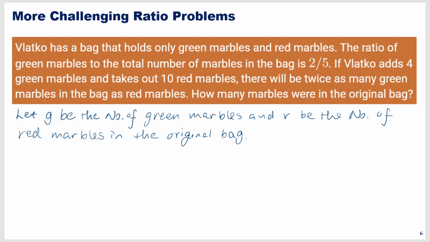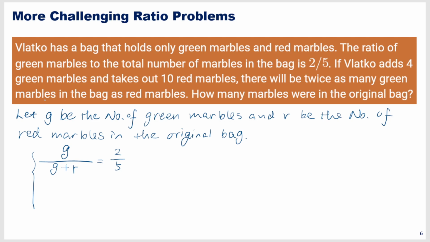All right, let's have a look at solution together. So according to given information, if G is the number of green marbles, R is the number of red marbles in the original bag, we know that number of green marbles to the total number of marbles in the original bag, which is G plus R, right, should equal 2/5 according to the first sentence. And after that, if the person adds 2 green marbles, take out 10 red marbles, there will be twice as many green marbles in bag as red marbles.